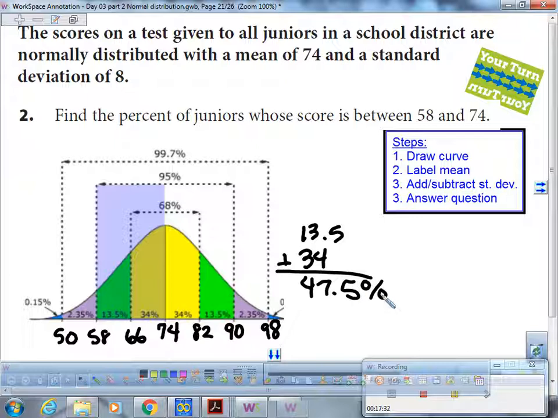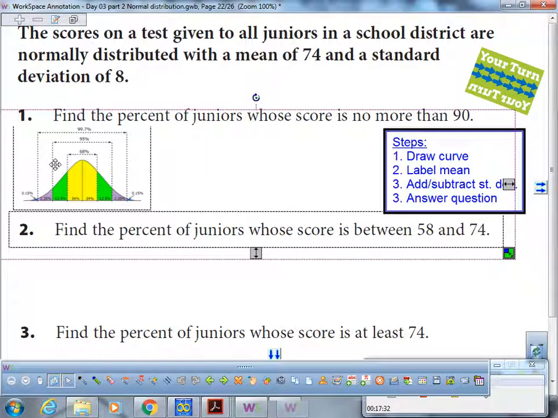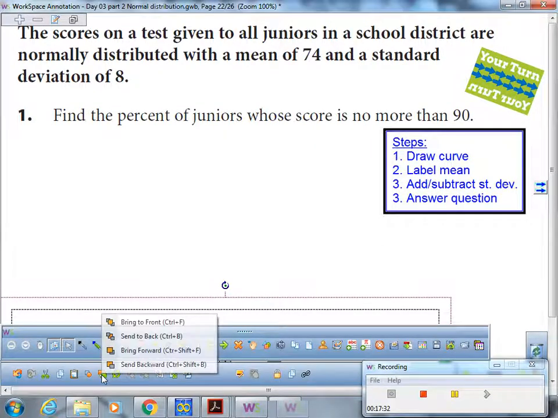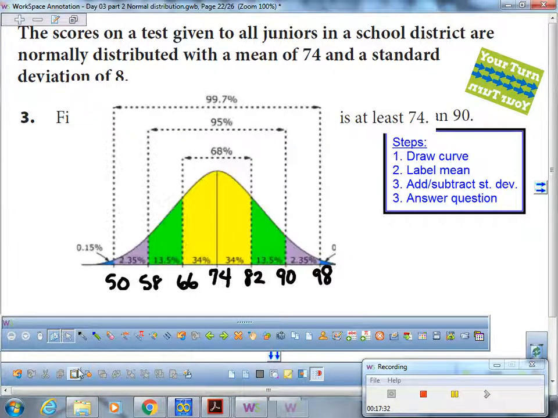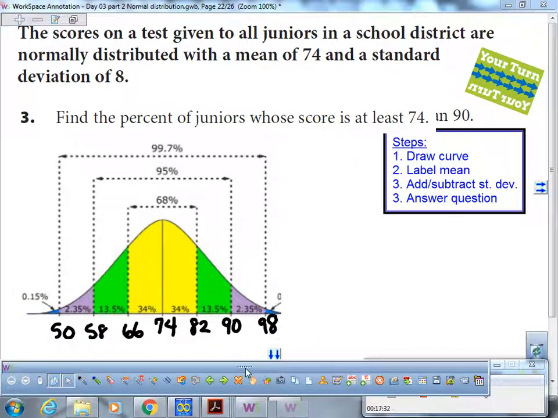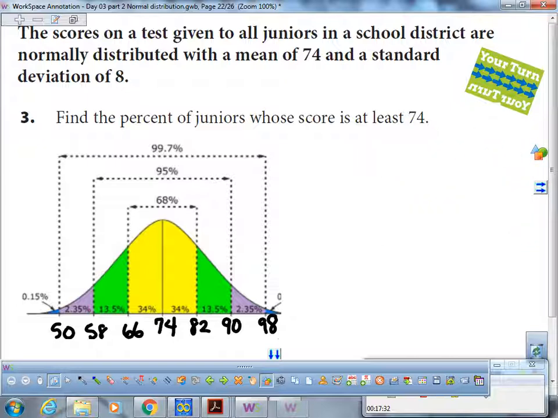Another one? Okay. So this time we're going to get rid of number 2 and number 1. All right, here's your graph again. So tell me the percent of juniors who scored at least a 74. Please don't yell it out. At least a 74. Yep, show me. Okay. So most of you have it. Some of you are calculating it.